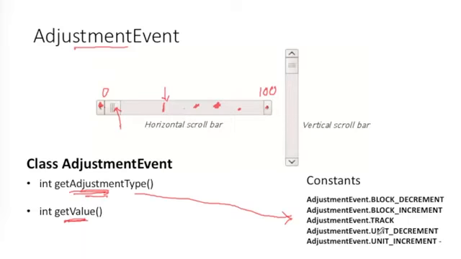Unit increment and decrement. If you click on these buttons, it will be unit increment and decrement. Or if you're holding the thumb tracker and moving it, it will be a track. So by calling this function, you can know which type of event was generated on the scroll bar.